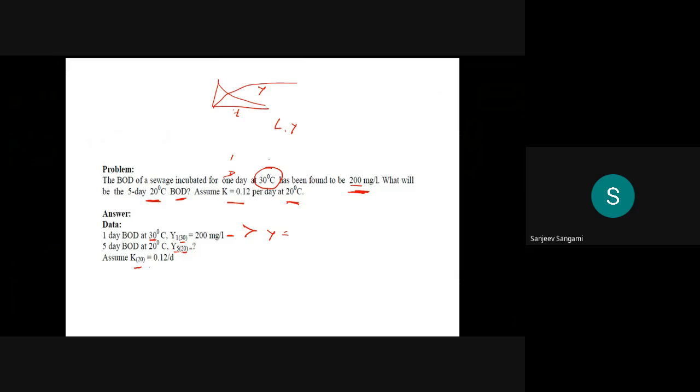Then the K, that we have taken. We have the Y formula that we already discussed, that is L naught minus Lt. Then we have used L is equal to L naught e to the power minus Kt. Then the formula we derived is Y equals L naught into 1 minus e to the power minus Kt. This K value at 20 degrees centigrade they have given, but we need the value at 30 degrees centigrade. Then how exactly can it be calculated? So let's go with the solution.